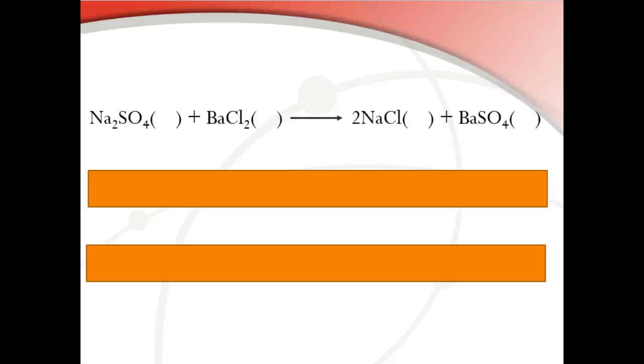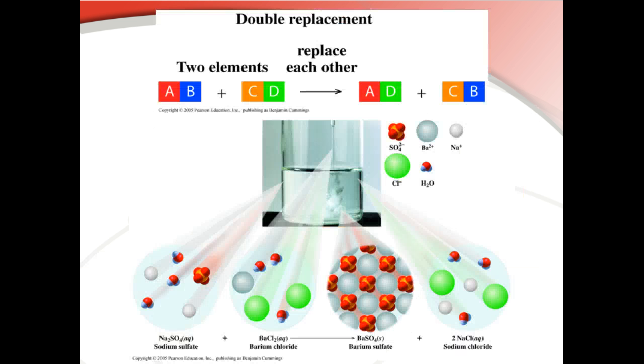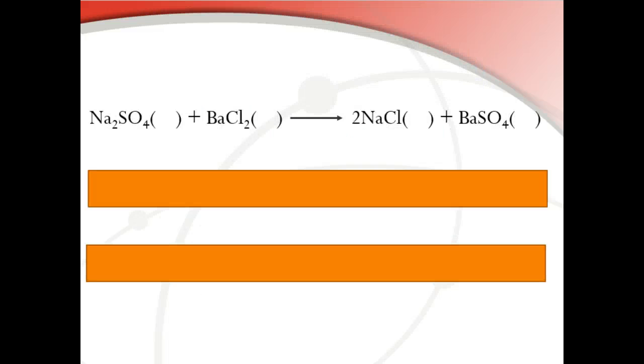So here's an example of our original reaction up here. We have sodium sulfate and barium chloride. So let's take a look at what it would look like if we did the total and net ionic equation. So what we do is we have to identify what these are.